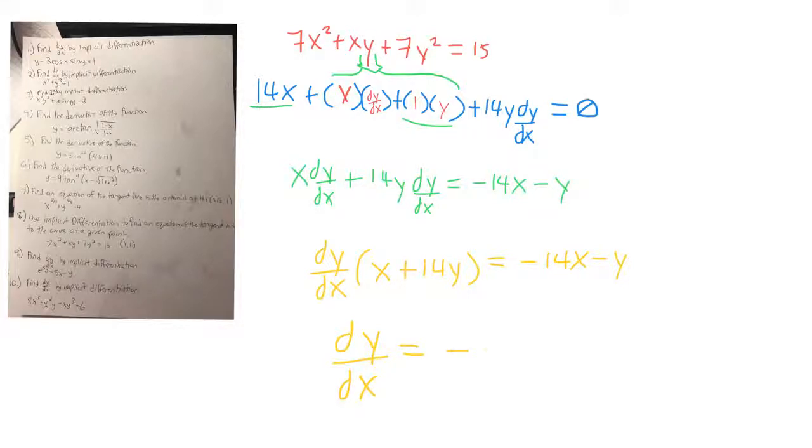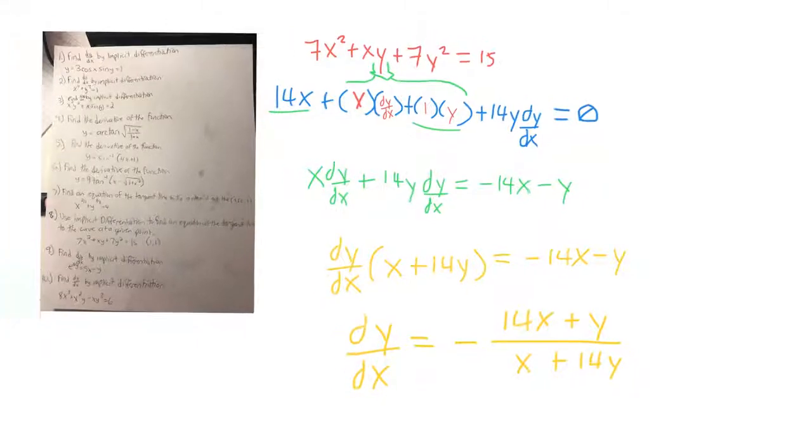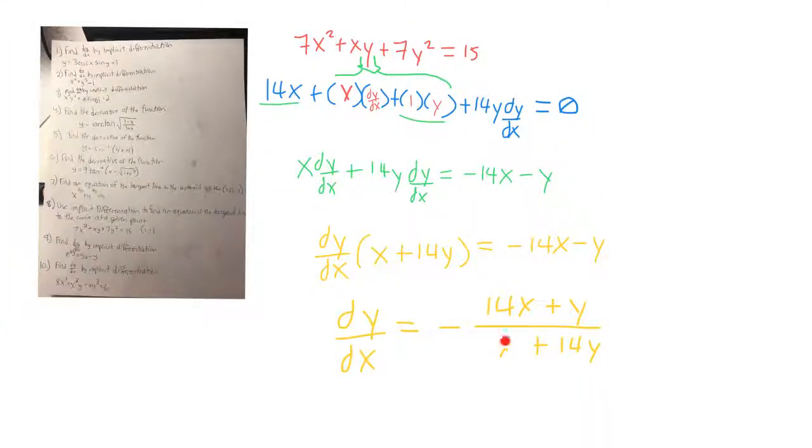I'll stick the negative in front. We're going to have a positive 14x plus y up top, and then we're going to have an x plus 14y down below. Might seem like there is a temptation to simplify or cancel. These are not the same. Unfortunately, you cannot cancel anything there. But nonetheless, that's the derivative.